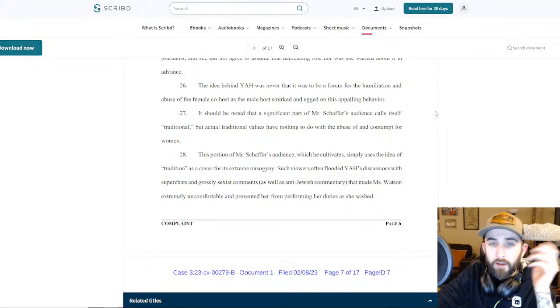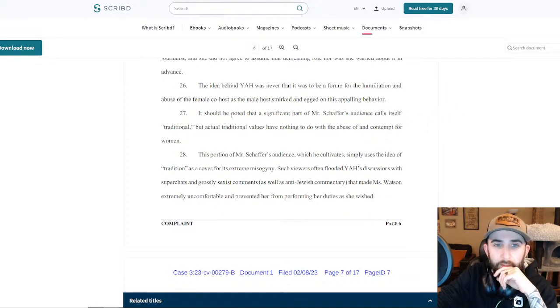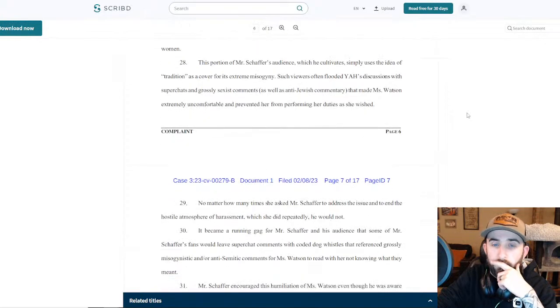People saw him grope her. Yeah, I was pretty sure it was at some sort of party or something, and again, he drank a little too much. It should be noted that a significant part of Mr. Schaefer's audience calls itself traditional, but actual traditional values have nothing to do with the abuse and contempt for women. 100% agree.